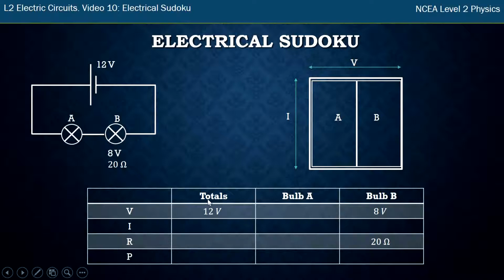So my total voltage is 12. That's what it says here. And I have some values for B. And there we go. All right. So when I have some information on the table, I should try and put it on my IV diagram.